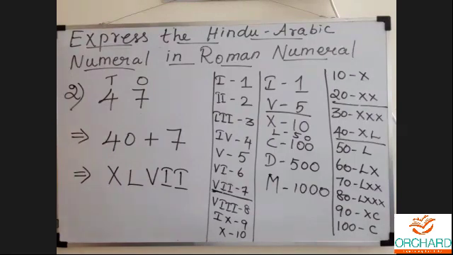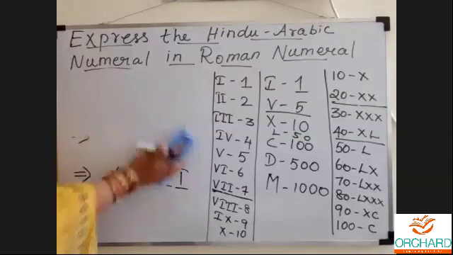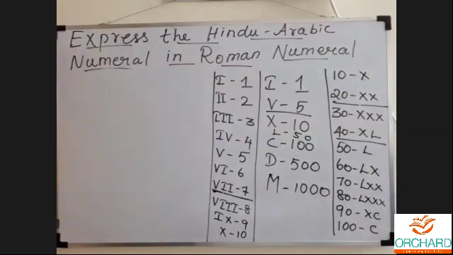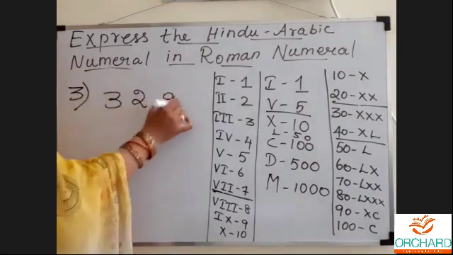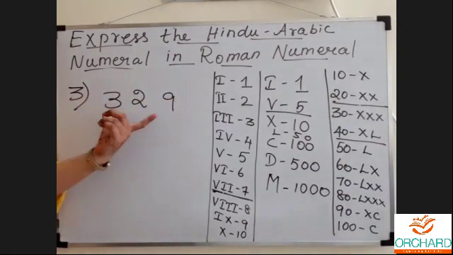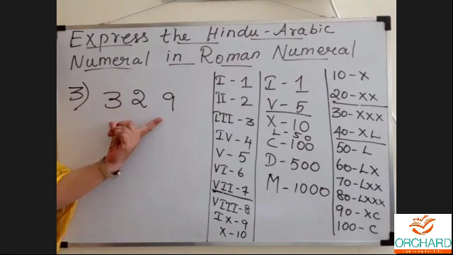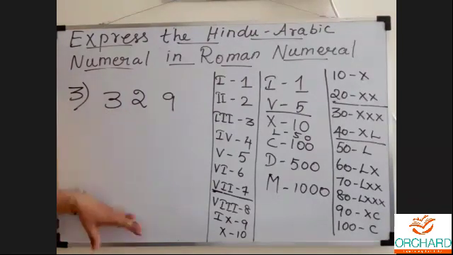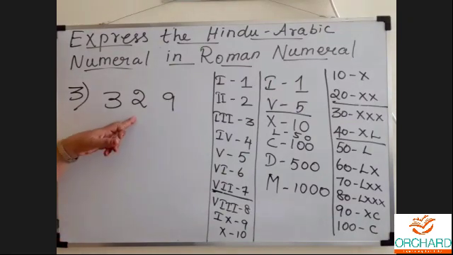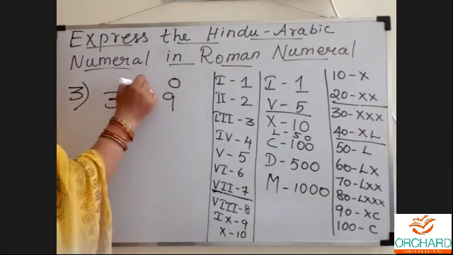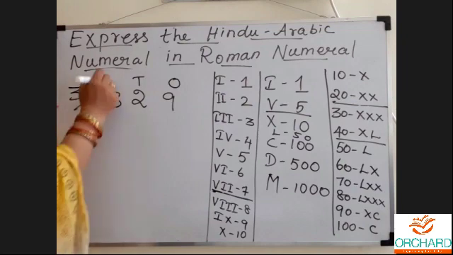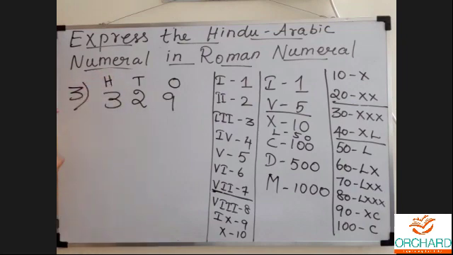Now let's see the third problem. 329. Here it is given in the form of Hindu-Arabic numeral. We have to express this in Roman numeral. Now how can we express this? Write the place value for the given number. 9 in the place of 1, 2 in the place of 10, 3 in the place of 100. Now write the expanded form of the given number.